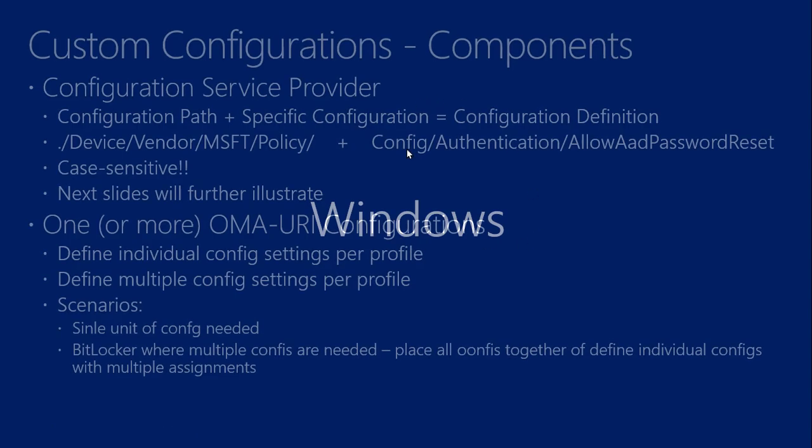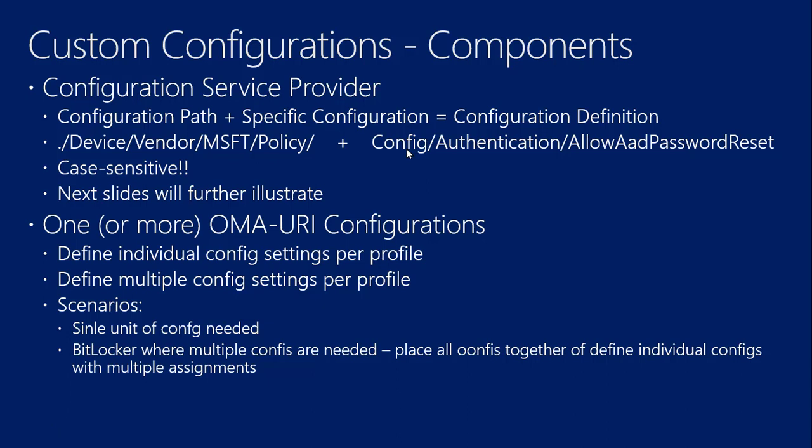So let's start with Windows and talk about how this works. The first thing, in terms of components, there are some things that we need to understand the definitions of as we get into it. So you see the first one, configuration service provider. I abbreviated that, pardon me, in a few previous slides as CSP, right? CSP stands for configuration service provider. So what is the configuration service provider? Well, this is the place where you will go on the operating system to actually configure whatever setting you care about. The configuration service provider is going to be a combination of a configuration path plus a path to the specific configuration, and that's going to equal the configuration definition.